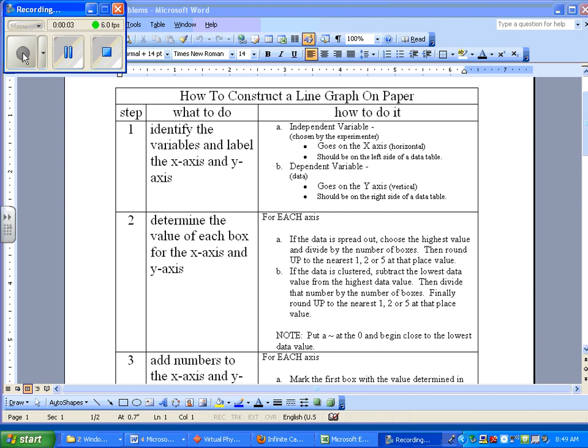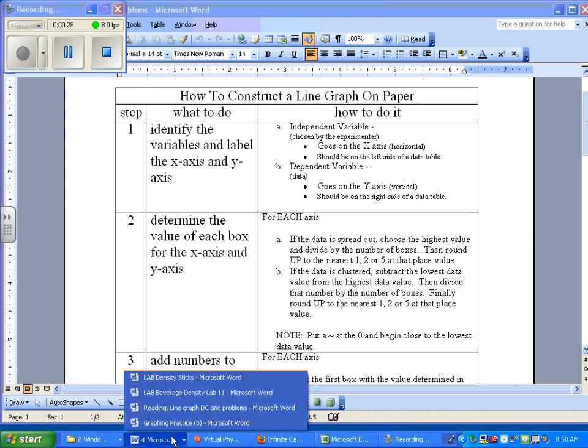This video is going to teach you how to do graphing, and we're going to do graphing practice number 1. The first thing I want you to do is pull out, this is on my website, hopefully you got this in class, how to construct a line graph on paper. We're just going to go through the 6 steps as we do graphing practice number 1.